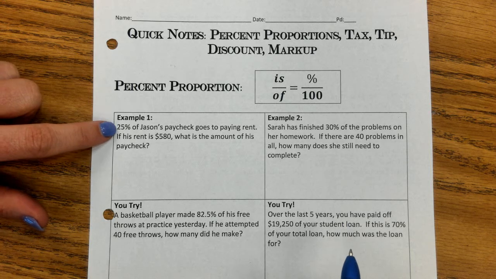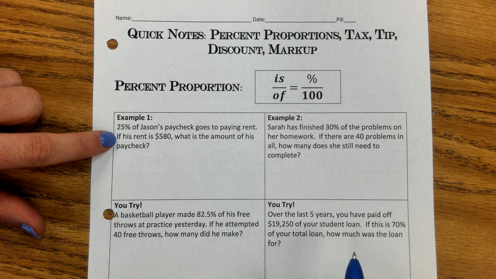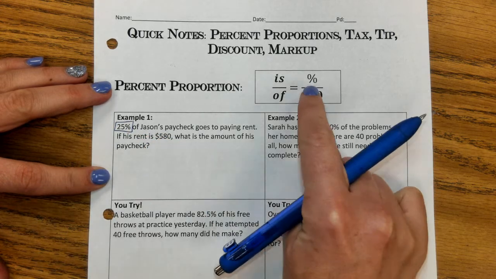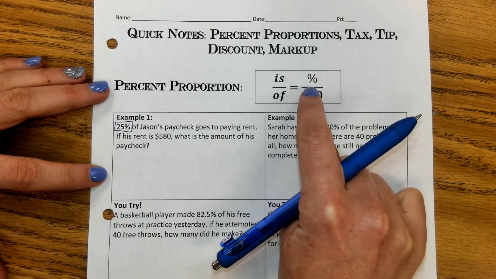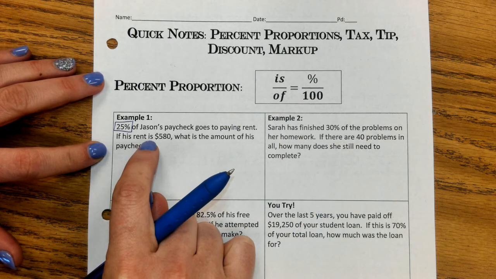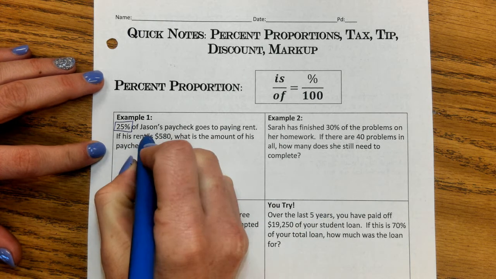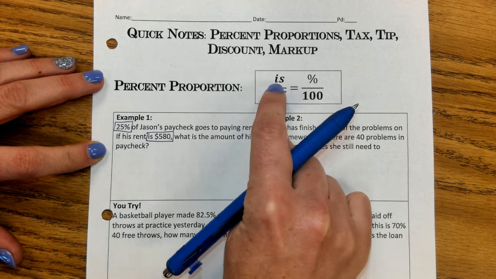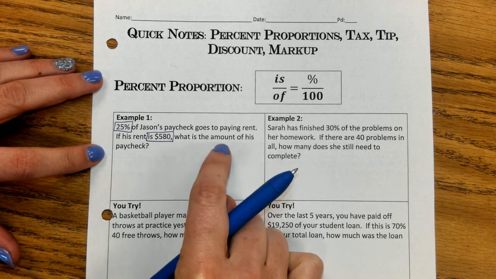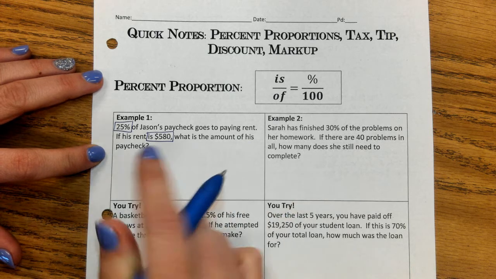Example 1 says 25% of Jason's paycheck goes to paying rent. If his rent is $580, what is the amount of his paycheck? 25% would be the percent part of our formula. His rent is $580. That would be the is part of our formula. And it says, what is the amount of his paycheck?